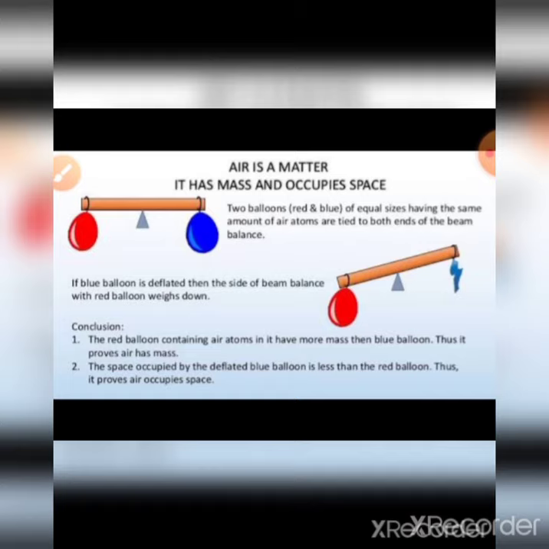The space occupied by the deflated blue balloon is less than that of the red balloon. When air is removed from the blue balloon, its weight becomes low. Thus it proves air occupies space. It means it proves that air occupies space. Okay, so this experiment shows that air occupies space.